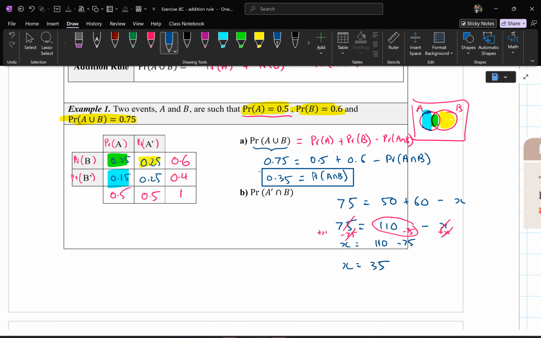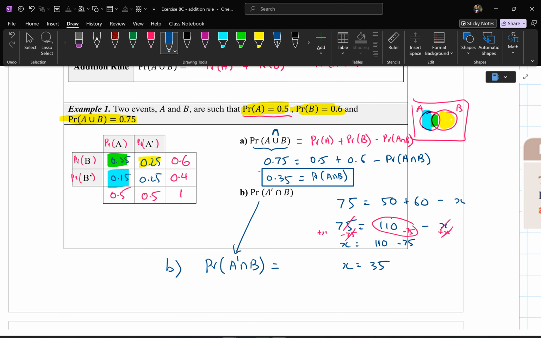Probability, oh, why is it asking for A union B? That should have been A intersection B, sorry. That's what we're meant to find. But I guess it works out. We found A intersection B anyway. Last one. What would the answer for B be? What's the probability of not A intersection B equal to?